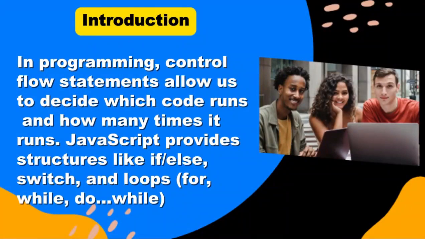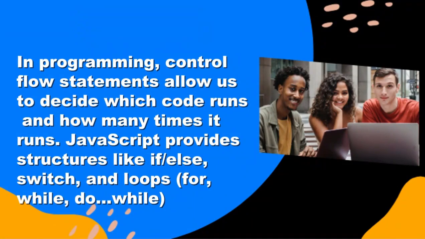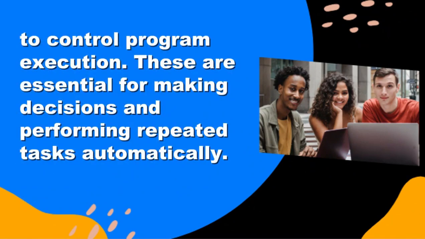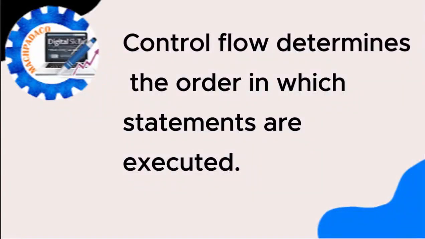Introduction. In programming, control flow statements allow us to decide which code runs and how many times it runs. JavaScript provides structures like if/else, switch and loops: for, while, do-while, to control program execution. These are essential for making decisions and performing repeated tasks automatically. Control flow determines the order in which statements are executed.